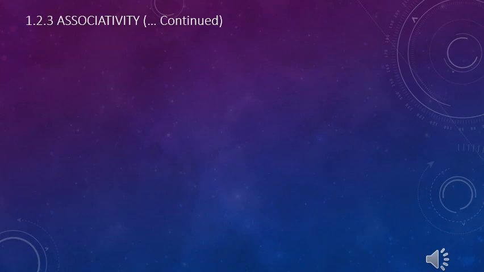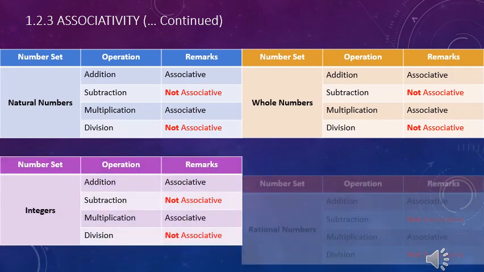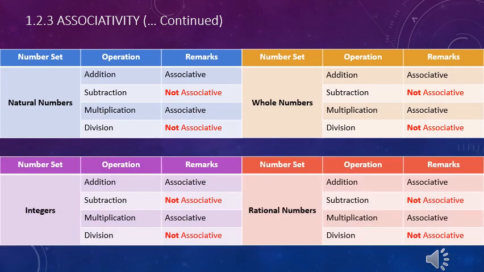Hence, based on our understanding of associativity, we conclude that for all the set of numbers, that is natural numbers, whole numbers, integers and rational numbers, addition and multiplication are associative, while subtraction and division are not associative.